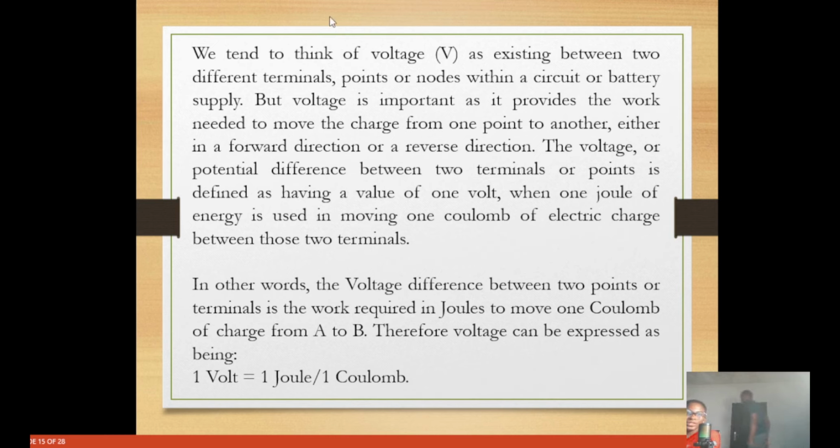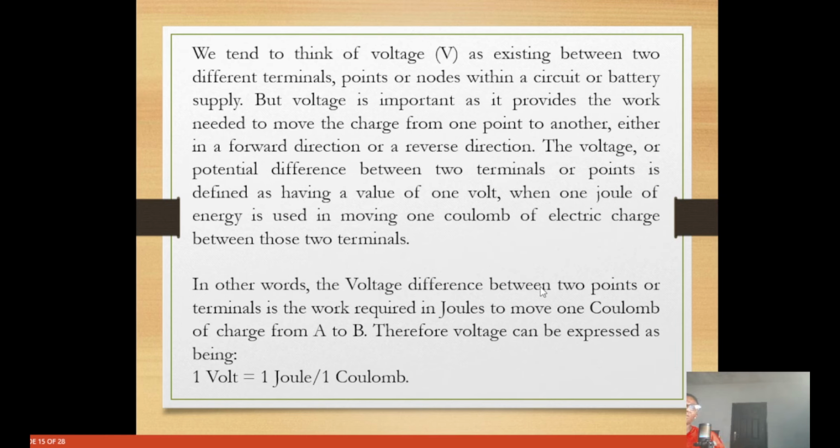We tend to think of voltage V as existing between different terminals, points or nodes within a circuit or battery supply. But voltage is important as it provides the work needed to move the charge from one point to another. The charge will be at point A. That work that we need to take it from point A to point B is what we call the voltage. The voltage or potential difference between 2 terminals or points is defined as having a value of 1 volt when 1 joule of energy is used in moving 1 coulomb of electric charge between 2 terminals.